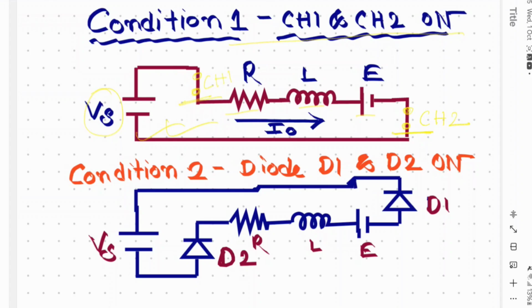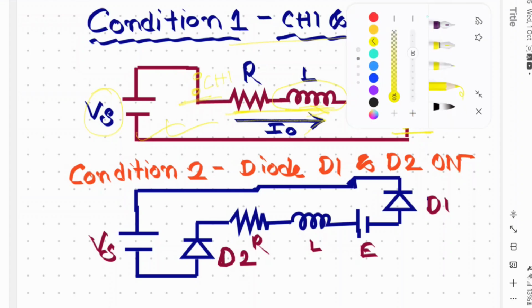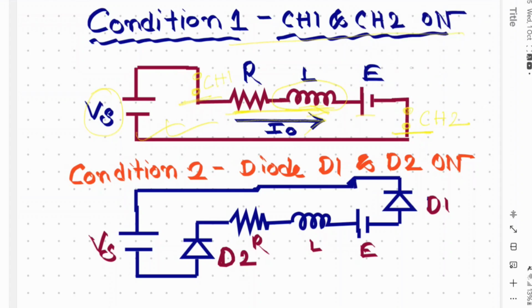So the inductor will charge, and the current in this condition is positive and the voltage is also positive. Here is the direction of the current flow, which is the direction of the current I0, so this current is positive. Voltage is also positive. So this is the first quadrant operation.